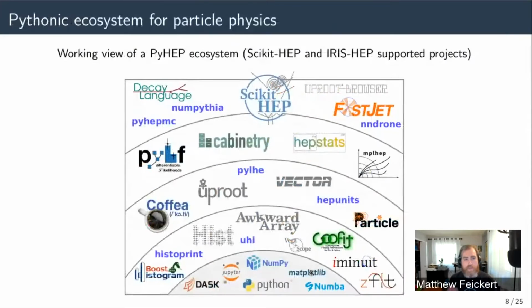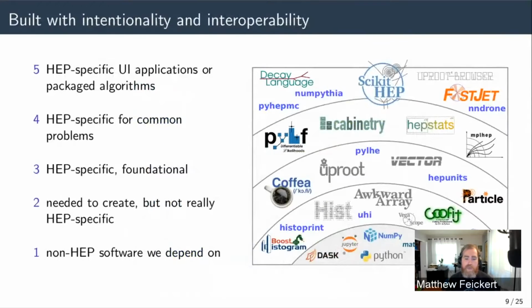And so on slide 8, this is what maybe a 2022 view of the PyHEP ecosystem would look like for scikit-HEP and IRIS-HEP and affiliated packages as well, where again, we have the same hierarchy. And on slide 9, just to give you some exposure to what we mean when we say this, because probably you're not as familiar with all of these.